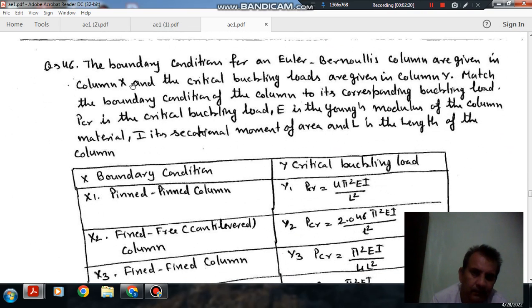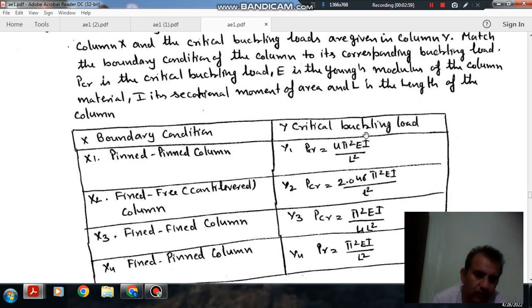Next, the boundary conditions for Euler-Bernoulli column are given in column X and critical buckling loads are given in column Y. Match the boundary condition of column to its corresponding buckling load PCR. PCR is the critical buckling load, E is Young's modulus of the column material, I is sectional moment of area, and L is length of the column.